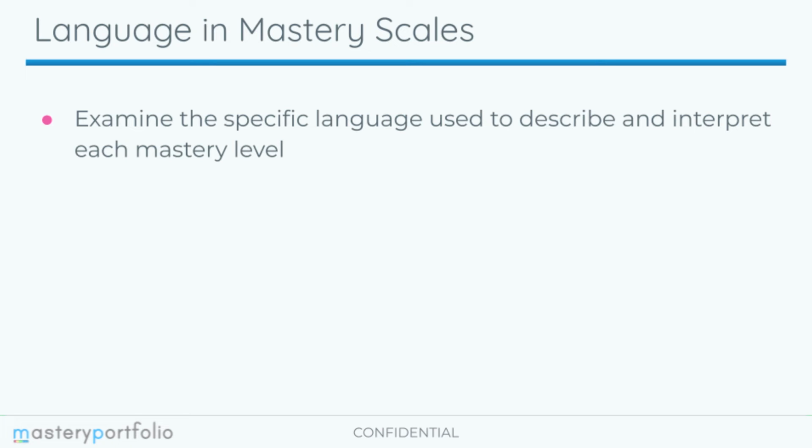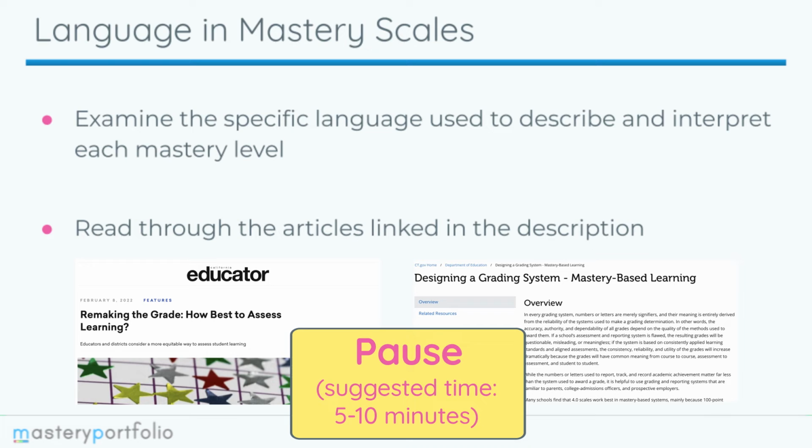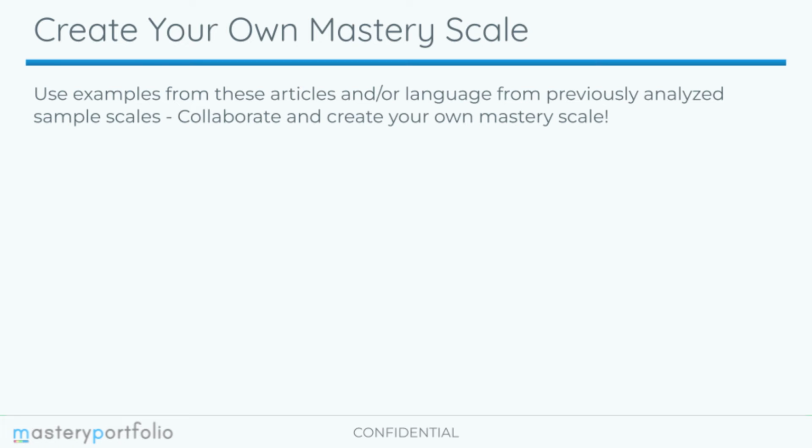To extend the depth of this activity, let's examine the specific language used to describe and interpret each mastery level. The goal of this exercise is to develop your own mastery scale language. Take a moment to pause and read through the following articles linked in the description to get a better understanding of the different kinds of language teachers use to assess their students' learning. Now, use examples from these articles along with language from sample scales we analyzed earlier to create your team's own language that best describes each mastery level on the scale.